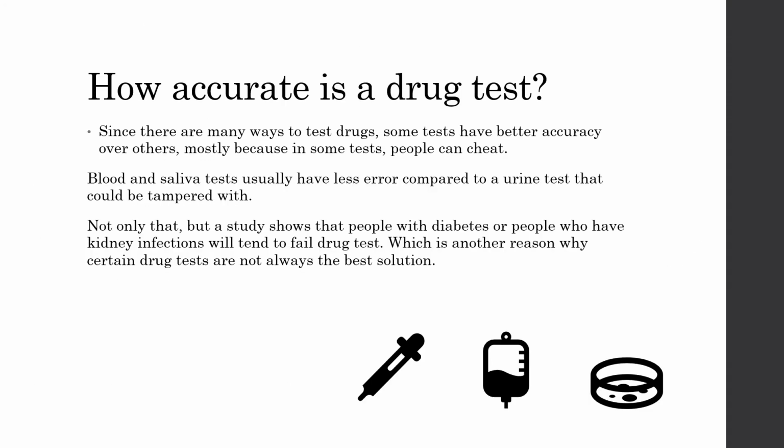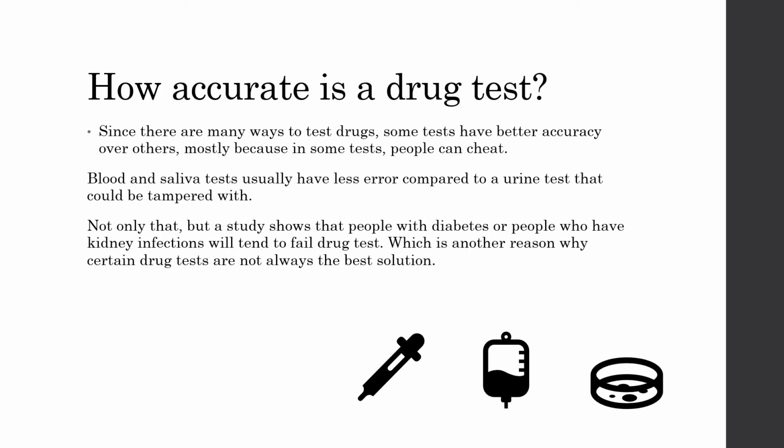So now that we've gotten over the hard part about the laws on drug testing, let's talk about how accurate a drug test is. It is very hard to tell if a drug test is accurate or not because there are so many different kinds of drug tests, and some have better accuracy than others. When looking online, it is said that blood and saliva tests usually have less error compared to a urine test, which can be tampered with if a person decides to drink a bunch of water beforehand.